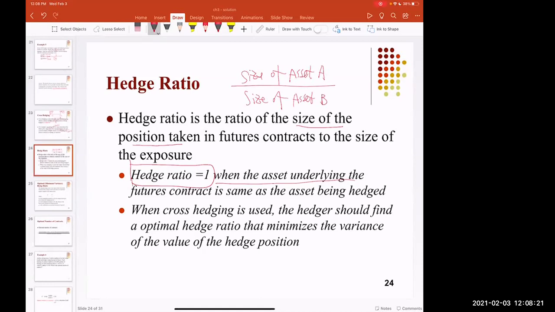Okay. When cross-hedge is used, the hedger should find the optimal hedge ratio that minimizes. So what would be the optimal hedge ratio? The optimal hedge ratio should minimize the variance of the value of the hedge position, which is the risk reduced to the minimum, okay, minimum risk.